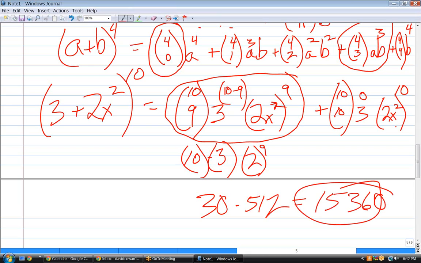2 to the 5th is 32, 2 to the 6th is 64, 7th is 128, 8th is 256, 9th is 512. And well, they phrase it as 10 choose 5 times 3 to the 5th. That's the 6th term. If you start with a 10 choose 5, that is the 6th term of the result.